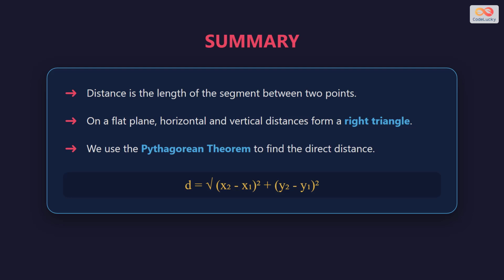To wrap up, remember that distance is just the length of the segment connecting 2 points. By treating this segment as the hypotenuse of a right triangle, we can use the Pythagorean theorem to find its length using the coordinates.